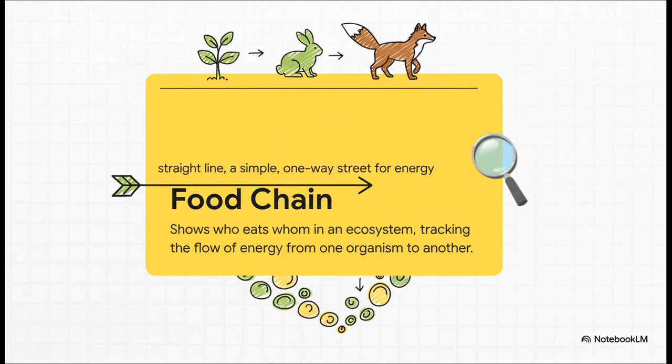To follow that trail, we have to start with the simplest map there is, the food chain. Think of it like a straight, one-way street for energy. It tells a super clear story of who eats whom, and it lets us track that energy as it gets passed from one creature to the next.